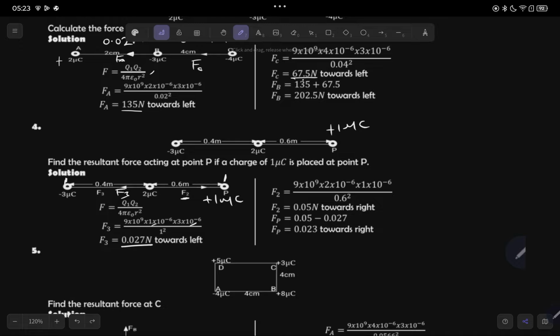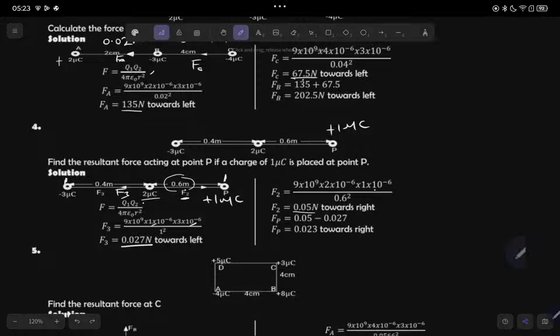Then F2, that is the force due to the 2 microcoulomb charge. Also, we substitute the corresponding charges and the distance, which is 0.06 this time, between the 2 microcoulomb and the charge P, and we end up getting 0.05 newtons towards the right. So we have two forces: 0.027 newtons towards the left and 0.05 newtons towards the right.